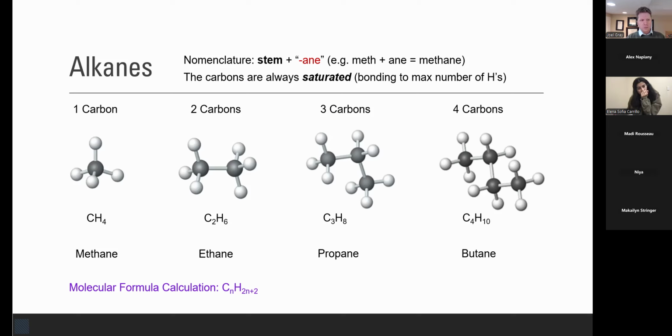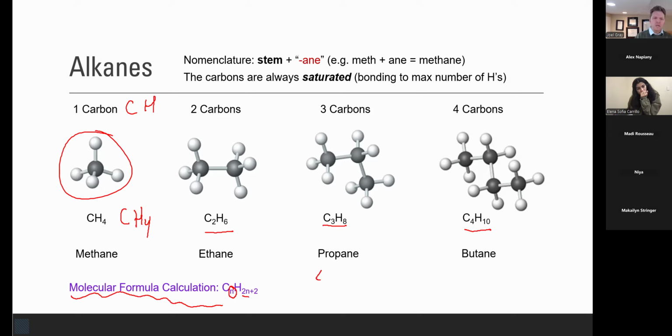One of the things that I want you to recognize about all of these molecules is the total numbers of each atom. These are nothing but carbons and hydrogens. One carbon, H4, CH4. Ethane, C2H6. Propane, C3H8. Butane, C4H10. Now, the formula for these can be calculated. N represents the number of carbons, and to calculate the number of hydrogens, you would say 2 times N plus 2.